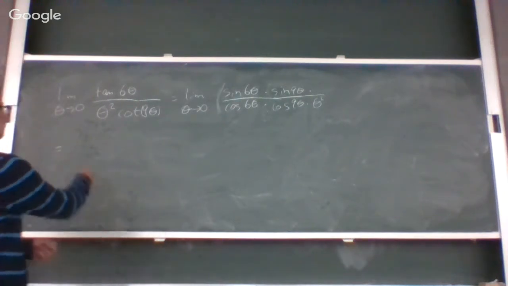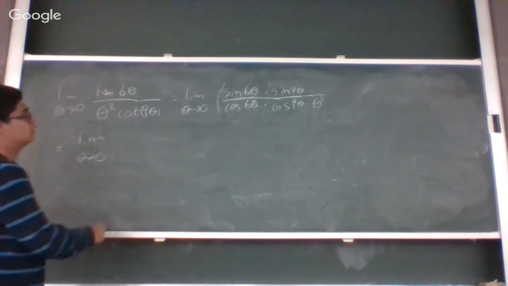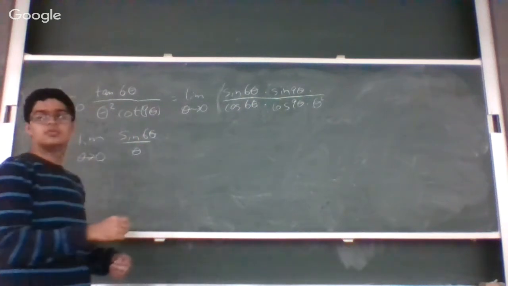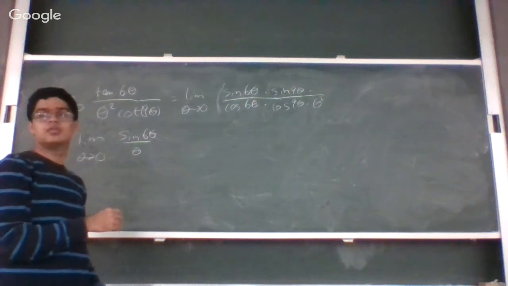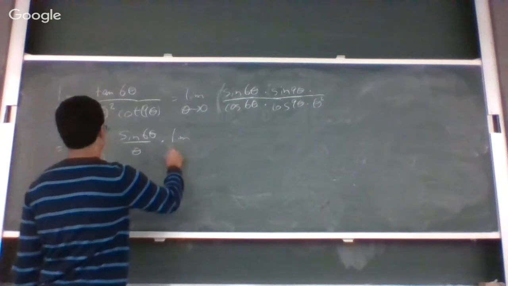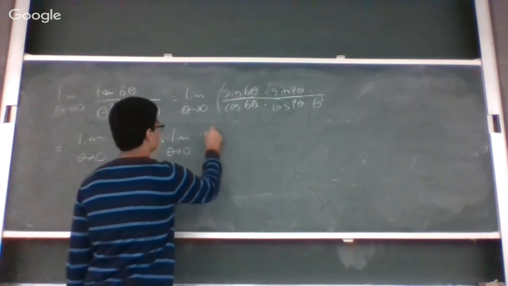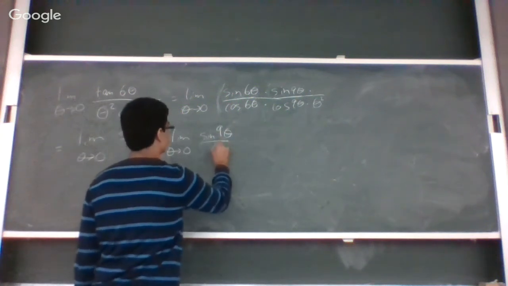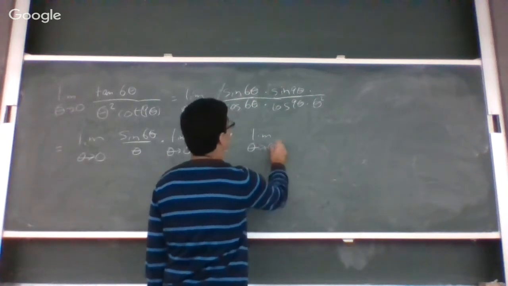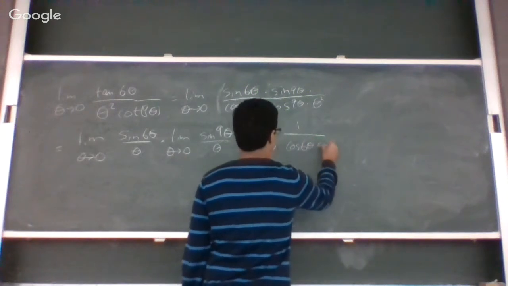Okay, so you said to break it up, right? Yes. We can do that. So limit as theta approaches 0. Do you see what we're doing? If we want to write it all down, we'll just do limit as theta approaches 0 of sine of 9 theta over theta times limit as theta approaches 0 of 1 over cosine of 6 theta cosine of 9 theta.